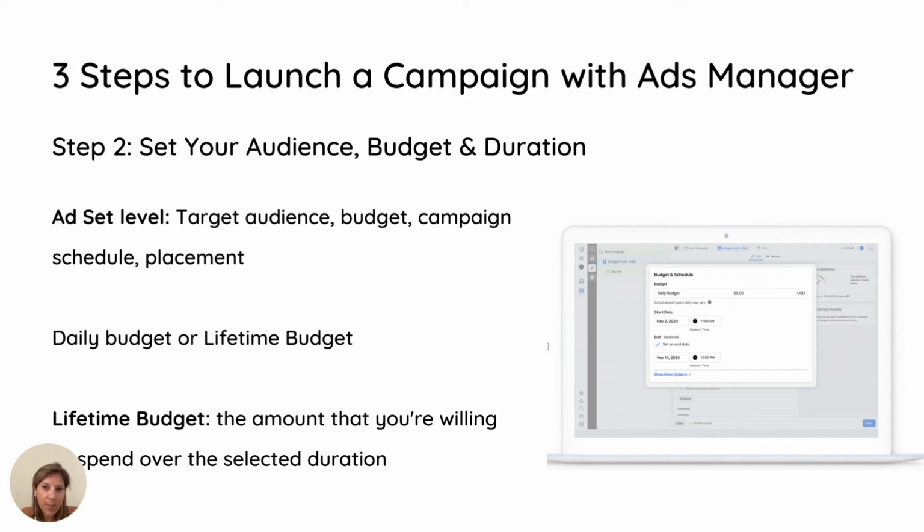After setting up your campaign objective at the ad set level, you can select your target audience, your budget. You can choose here between daily budget or lifetime budget. That is really the amount you want to spend over the selected duration. The campaign schedule, and the placements, which is where you want your ads to show.